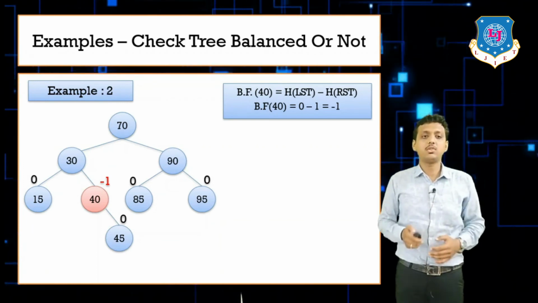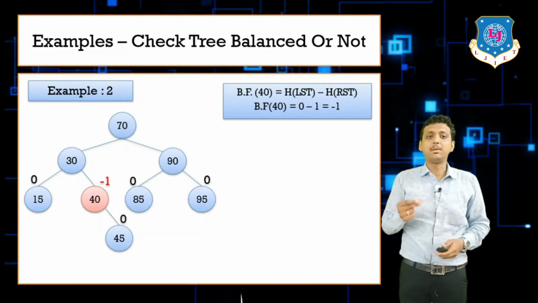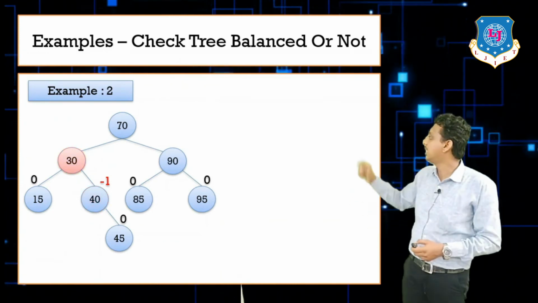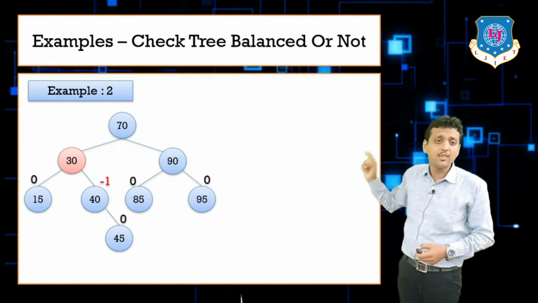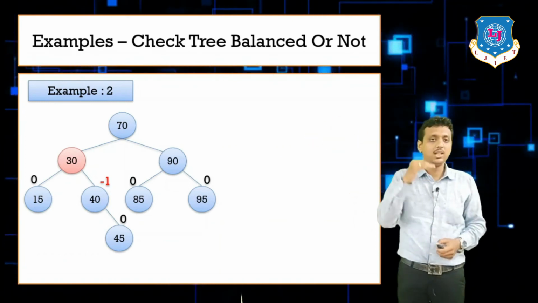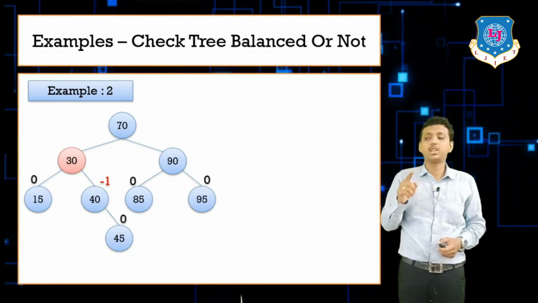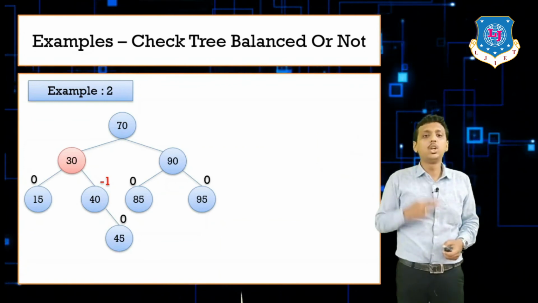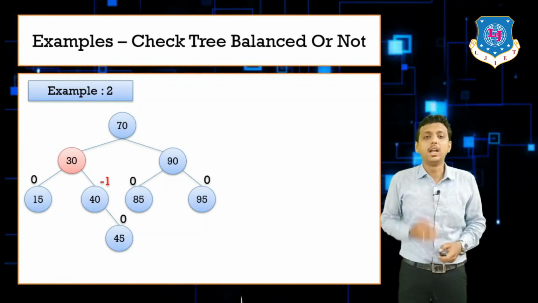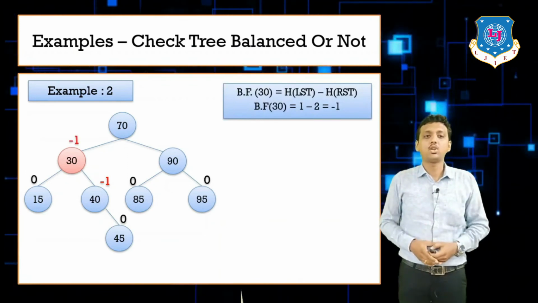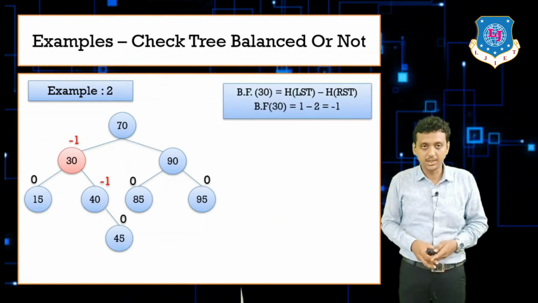Now next we have 30. So students, tell me for node 30, what is the balancing factor? See, the height of the left subtree of node 30 is 1, because only one level is there. In the right subtree of 30 we have two levels. That's why 1 minus 2 becomes minus 1. The balancing factor for node 30 is minus 1.